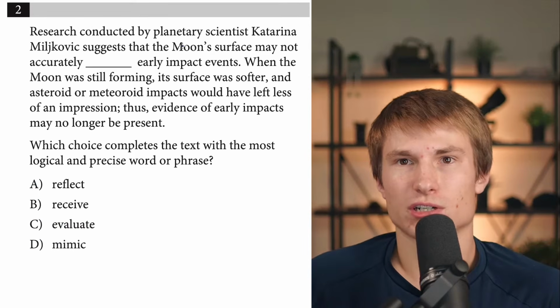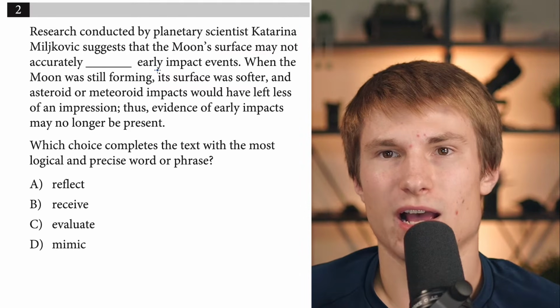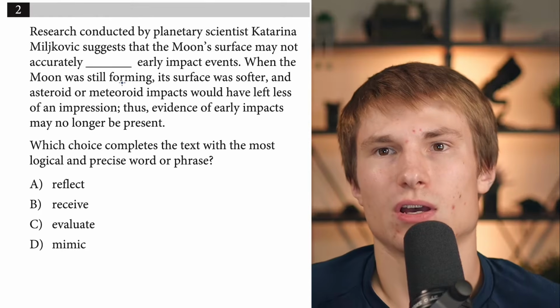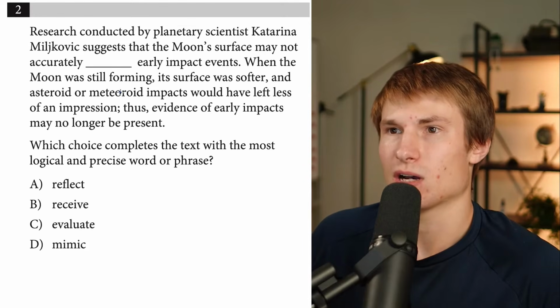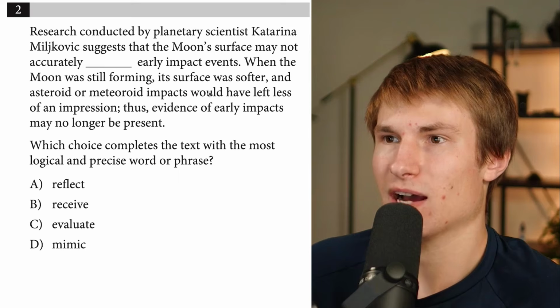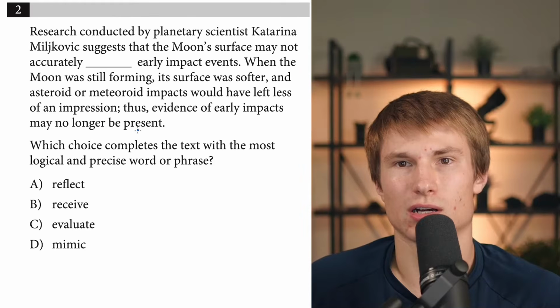Question 2. Research conducted by planetary scientist Katarina Miljkovic suggests that the moon's surface may not accurately blank early impact events. When the moon was still forming, its surface was softer, and asteroid or meteorite impacts would have left less of an impression. Thus, evidence of early impacts may no longer be present.